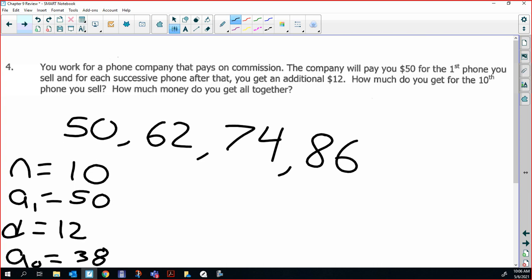I don't know. Wait, can you remind me what the difference between arithmetic and geometric is? Is it geometric is multiplying and this is adding? Yes. Okay.